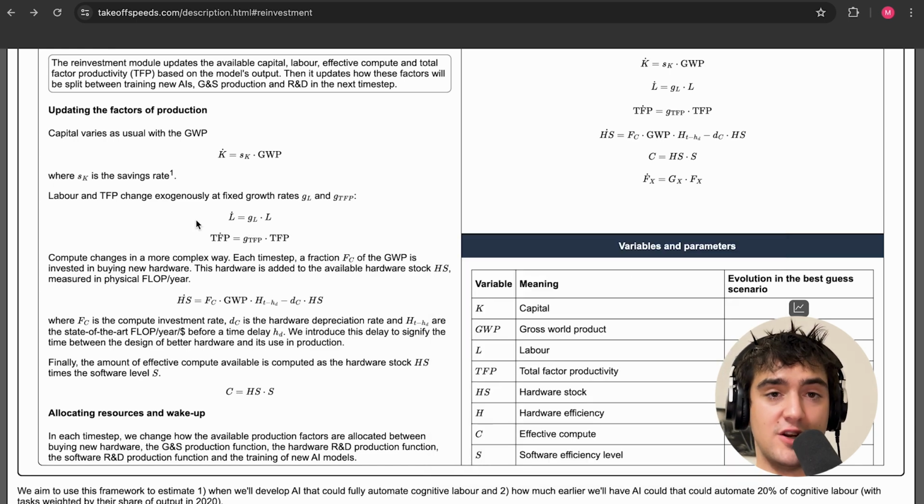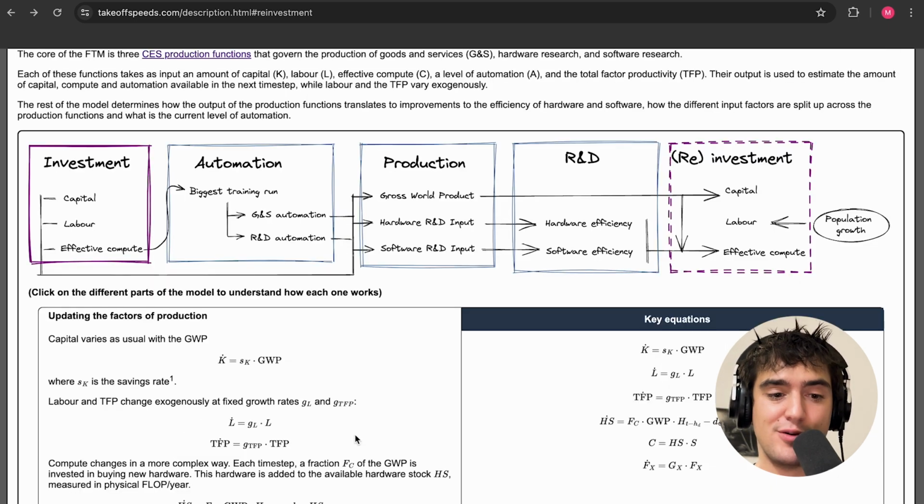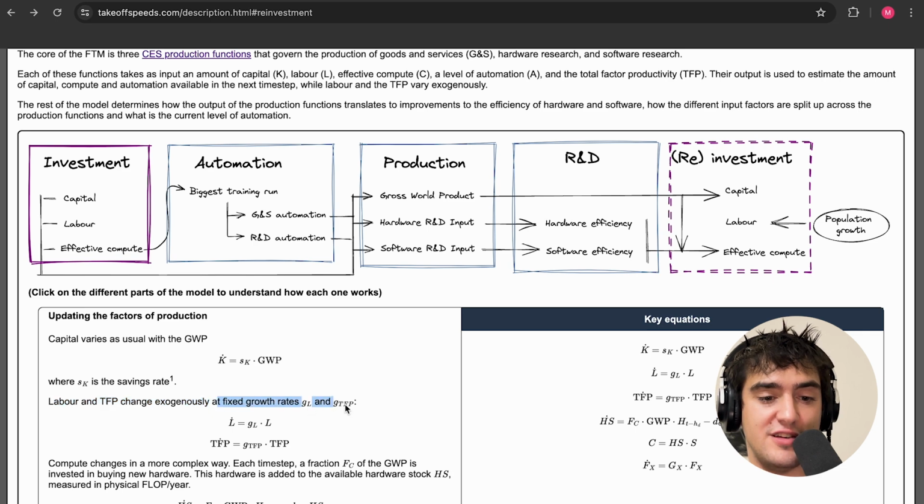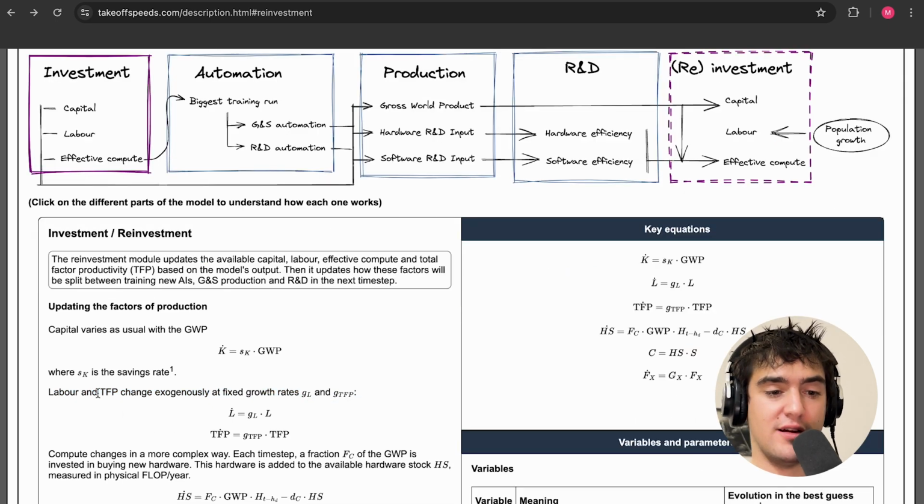This is often used in economics to model things that change exogenously, meaning for variables that are coming from out of your system. In our model, more labor comes from more people working on the problem, meaning population growth. So this is what they mean by labor and total factor productivity change exogenously at fixed growth rates GL and GTFP.